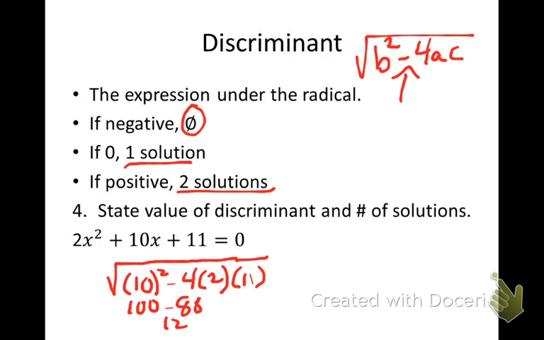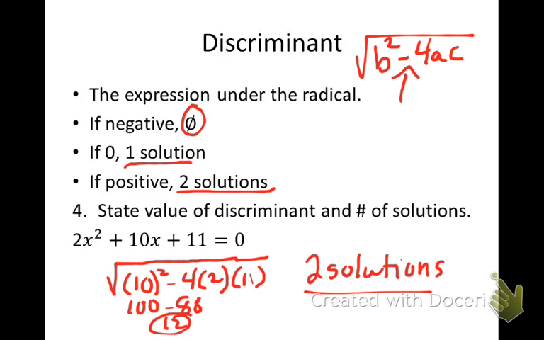So how many solutions would I have? 2 solutions. So my two answers here, state the value of the discriminant, 12, and how many solutions? 2 solutions. So that would be the answer to that question there. So make sure you actually find and simplify underneath there.